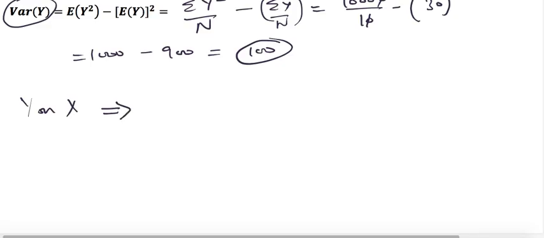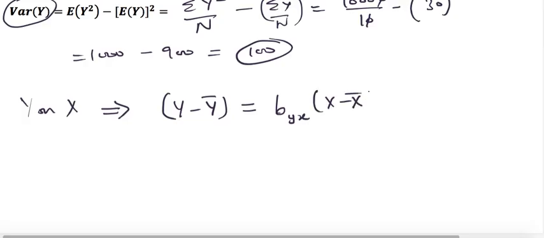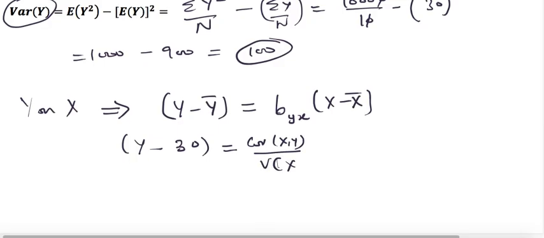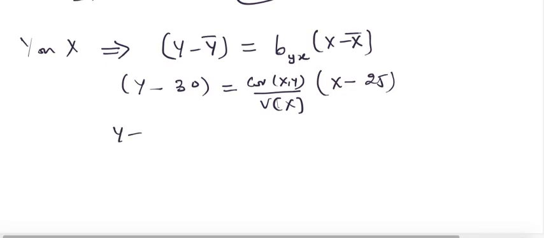When I say y on x, it means y minus y bar on one side is equal to the regression coefficient b y x times x minus x bar. Now plug in the values. Y minus y bar means y minus 30, and we know that b y x is the covariance of xy upon the variance of x, and x minus 25.